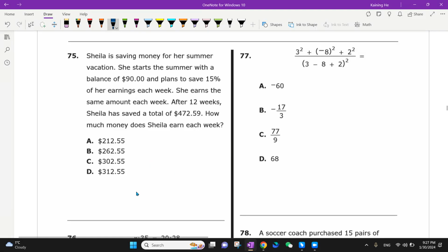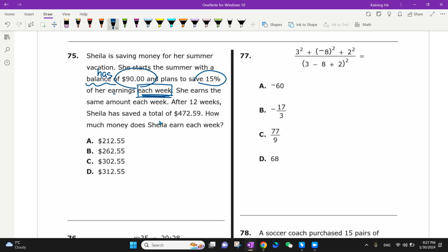Number 75. Sheila is saving money for her summer vacation. She started summer with a balance of $90. Okay, she already has it. So this is what a balance stands for. You already have the money. And plans to save 15% of her earning each week. Okay, this is going to be happening every single week. Be careful. She earns the same amount each week.